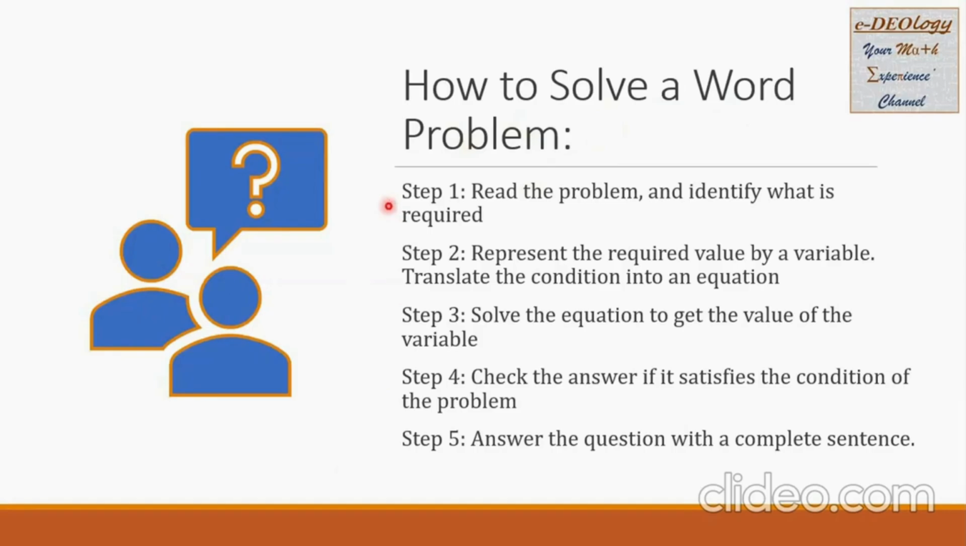Step 1. Read the problem and identify what is required. Step 2. Represent the required value by a variable. Translate the condition into an equation. Step 3. Solve the equation to get the value of the variable. Step 4. Check the answer if it satisfies the condition of the problem. Step 5. Answer the question with a complete sentence.